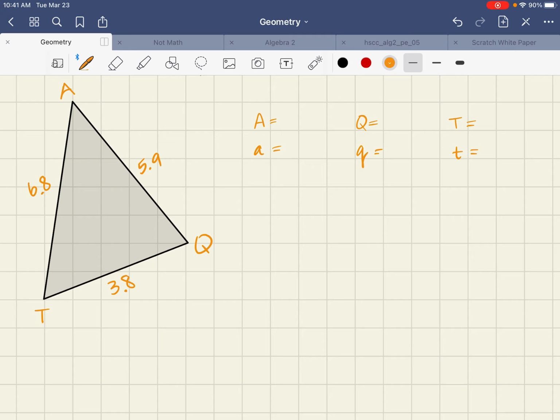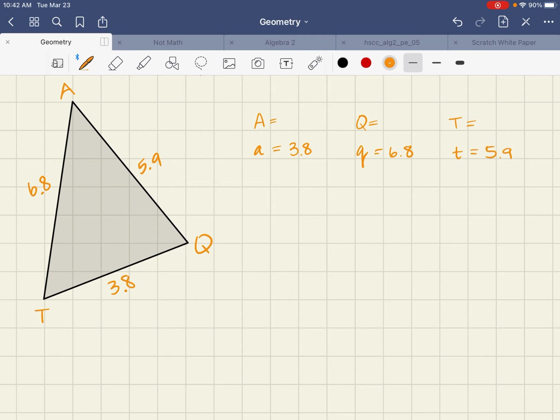And I notice on this triangle, I have three of the sides. That right there is side A, so we're going to write down that side A is 3.8. We also have this side here, which is opposite to angle T. That makes it side T, which is 5.9. And we have this side opposite to Q, which makes it side Q, 6.8. All right, so we have all three sides, but none of the angles.